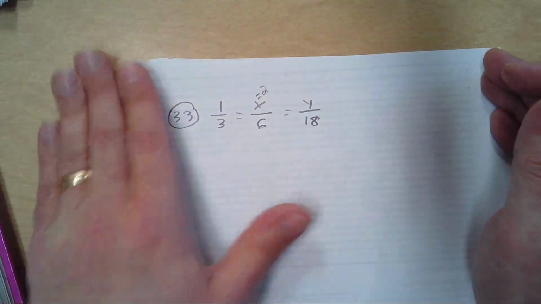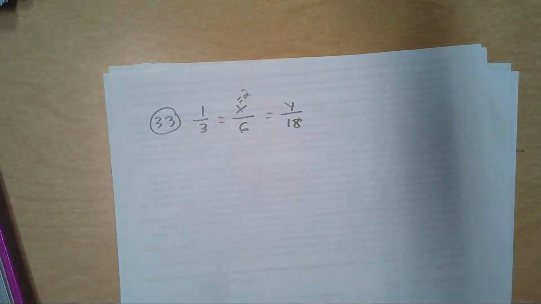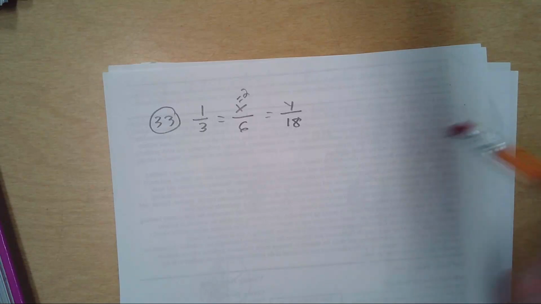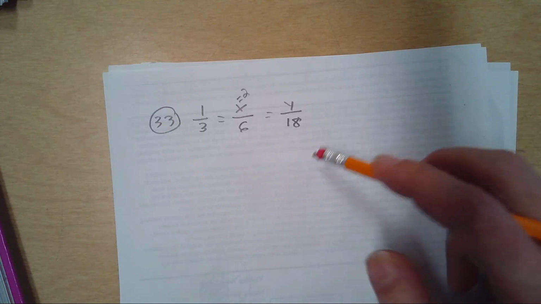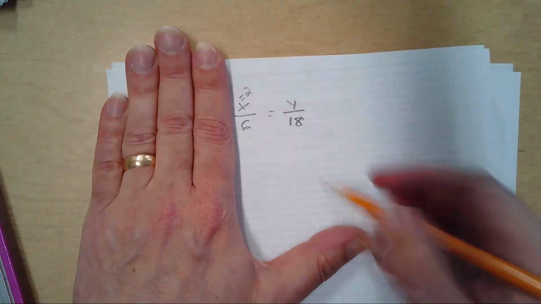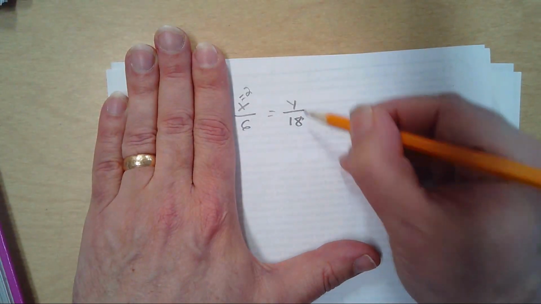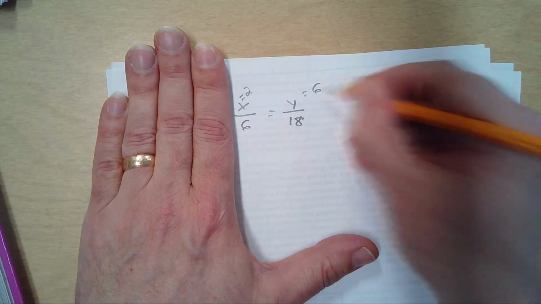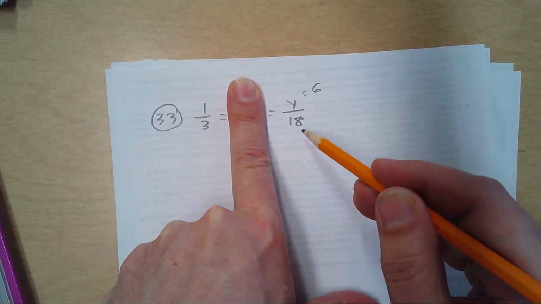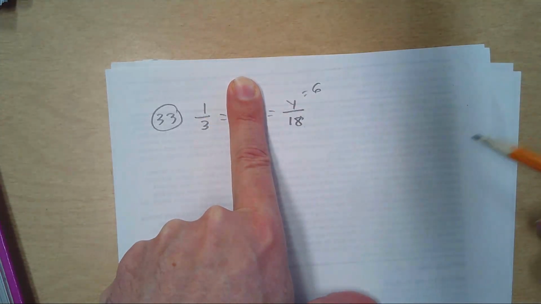And now I can use either fraction, but if I can't make a nice clean rule from the second fraction to this fraction, I can always go back to the start and use that fraction to find my rule. If I use this fraction, 6 times 3 is 18, 2 times 3, y equals 6. If I use the first fraction, 3 times 6 is 18, 1 times 6 is 6.